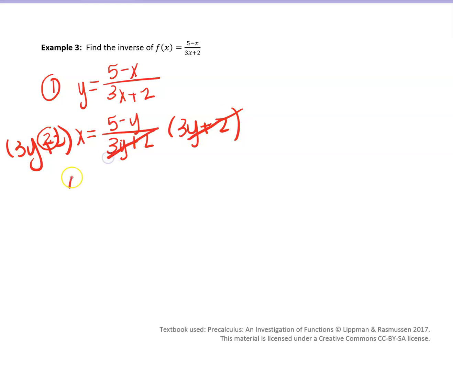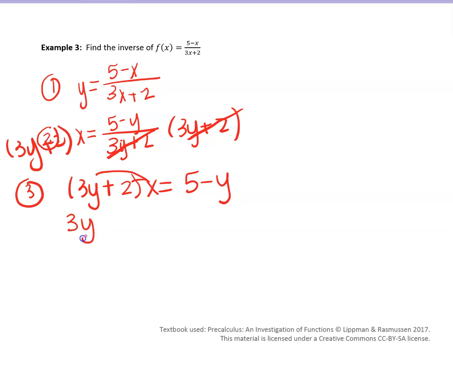So that'll cancel that, and I'm left with, step 3, 3y plus 2 times x equal to 5 minus y. So at least I got the fraction gone. I'm going to get rid of these parentheses by distributing. That gives me 3yx plus 2x equal to 5 minus y. And the reason I want to do all of that is my goal is to get this new y by itself. So you can see I have a y term here and I have a y term here. Getting everything distributed out gives me a way to move these individual y terms together.